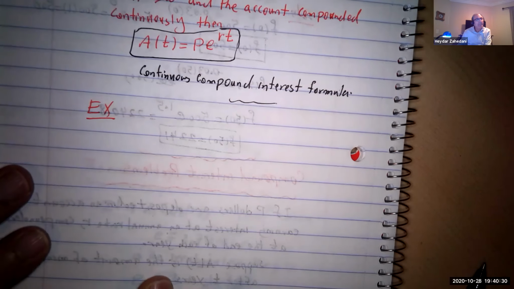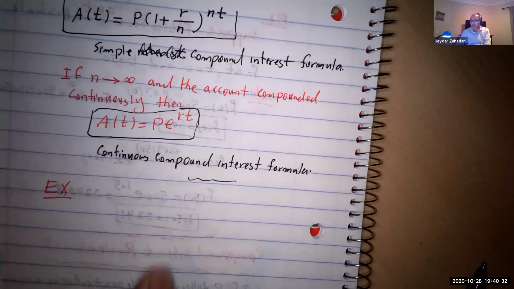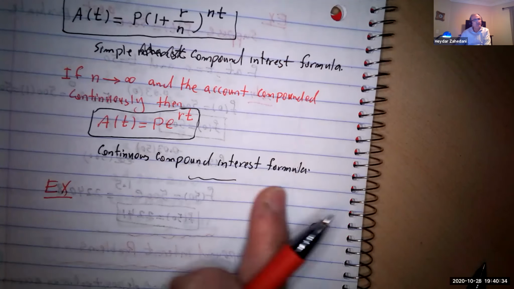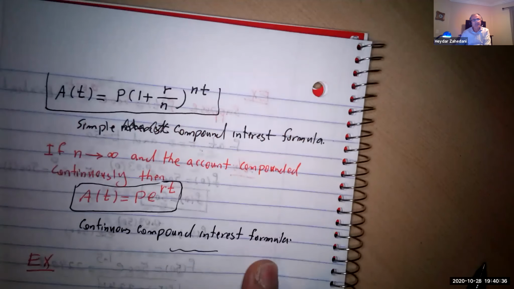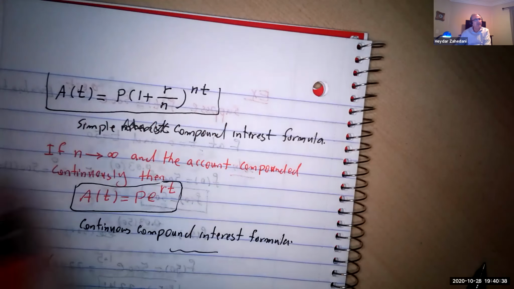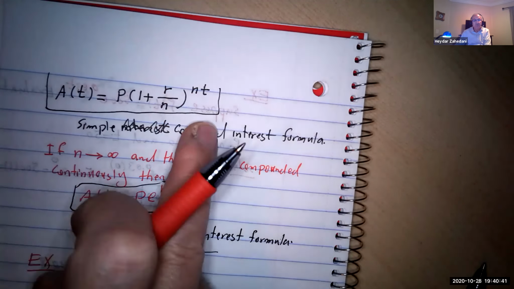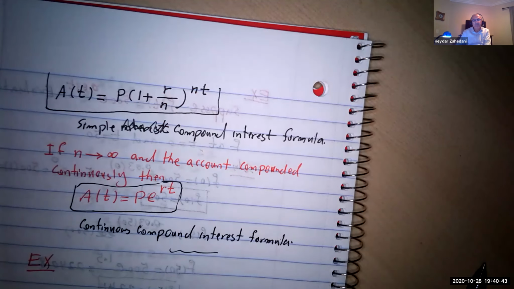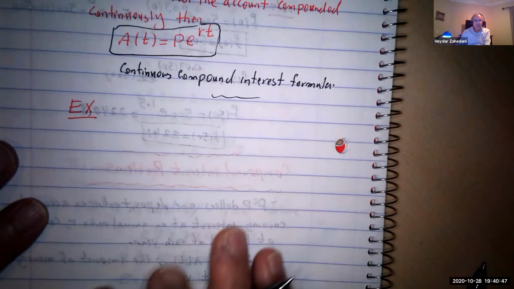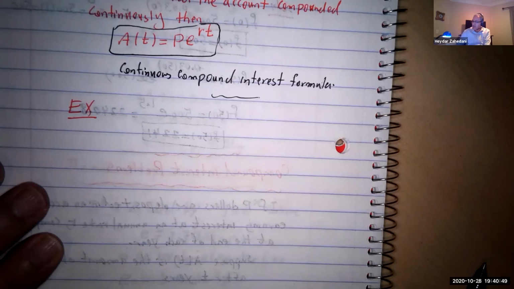Example. Any question? If they say continuously, use this formula. If they say compound twice, 3 times, 4 times, use this formula. Okay, so this is it. I'll give you two problems so that you know how we're going to do it. So we go with the first one.